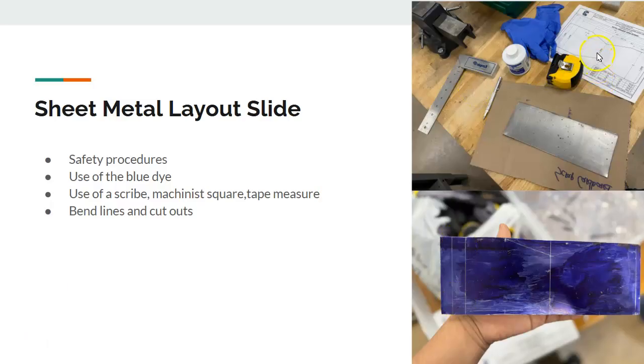With the sheet that we made earlier, we were able to do the measurements very easily. We used a tape measure to find whatever measurement we needed, and then we used this new tool called a scribe. A scribe is used to basically take off the blue dye so it leaves a mark of whatever measurement we needed. With the machine square, we were able to make straight lines, making sure that they were up and down, not going across in any way possible.